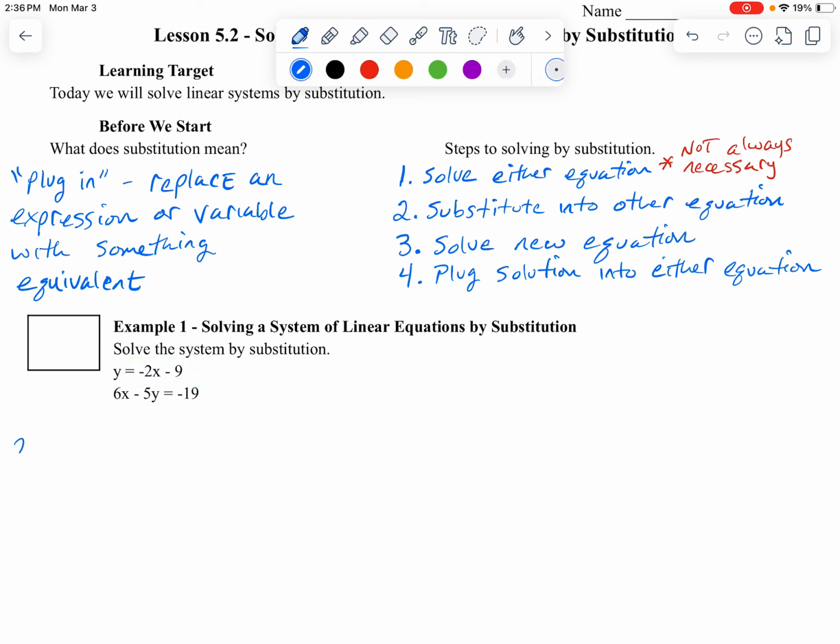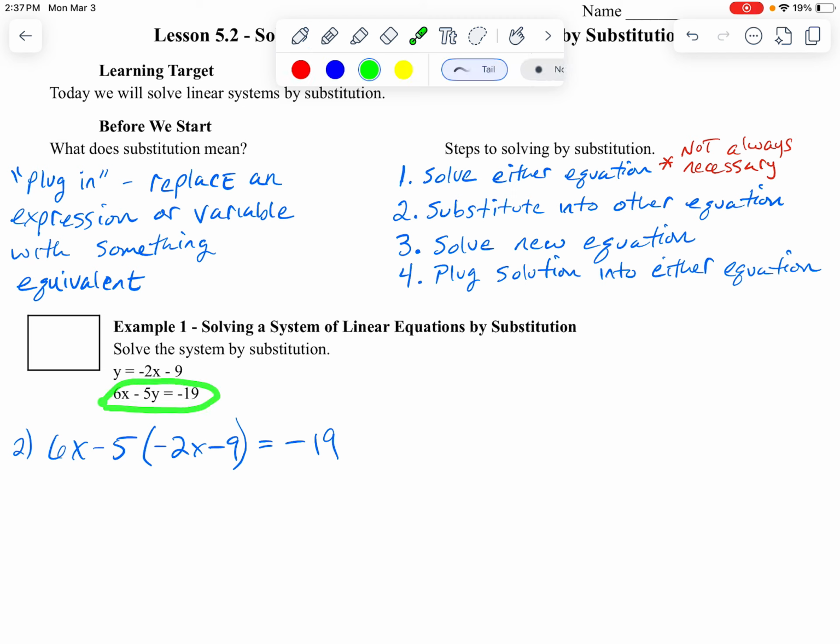So here's step two. I've got 6x minus 5 times y. But since I know y is negative 2x minus 9, I'm just going to substitute that in there. And then everything else stays exactly the same. So notice what we did. I took this other equation, and since I know y is all of this, negative 2x minus 9, I substituted that in for y.